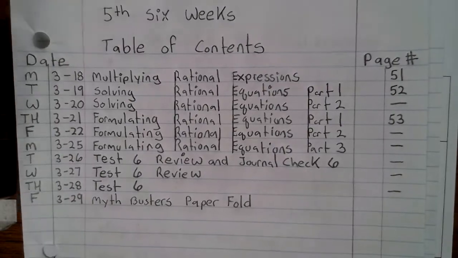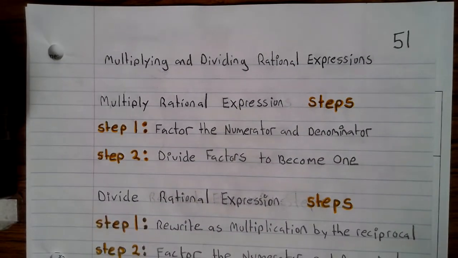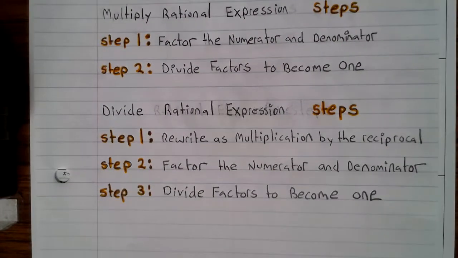Let's take a look at the notes. Multiplying, dividing rational expressions on page 51. Multiply rational expression steps. Step 1, factor the numerator and denominator. Step 2, divide factors to become 1. Divide rational expression steps. Step 1, rewrite as multiplication by the reciprocal. Step 2, factor the numerator and denominator. Step 3, divide factors to become 1.